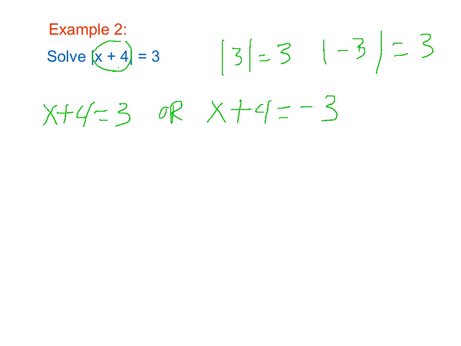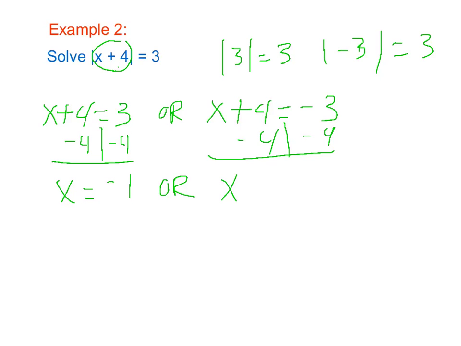So if we go ahead and solve this here, we would subtract 4 on both sides. So x would equal negative 1. Or if we solve this one, if we subtract 4 on both sides, x is going to equal negative 7. Now if we check that, just to make sure we got the right answers, if we plug in the absolute value of negative 1 plus 4, does that equal 3? Well, negative 1 plus 4 is 3. And is the absolute value of 3 3? Yeah, so this answer checks out.